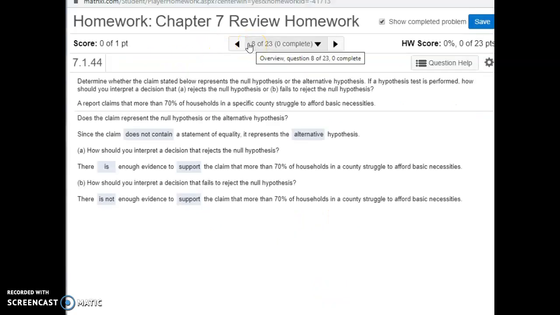Number 8 is similar to number 7. We're determining if a claim represents the null or the alternative. And here we have a claim that more than 70% of households in a specific county struggle to afford basic necessities. The claim is strictly more than a certain percentage. There's not a statement of equality. And since there's not a statement of equality, it has to represent the alternative hypothesis.